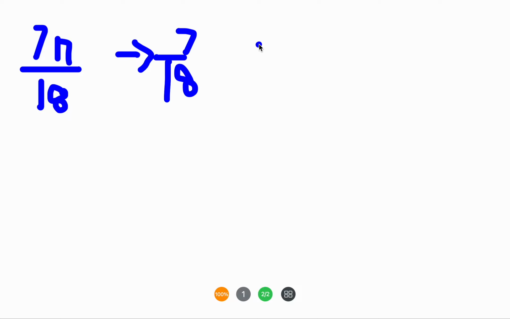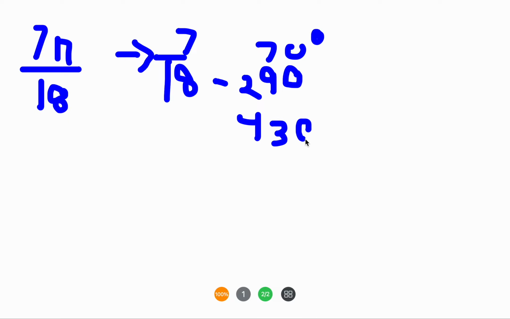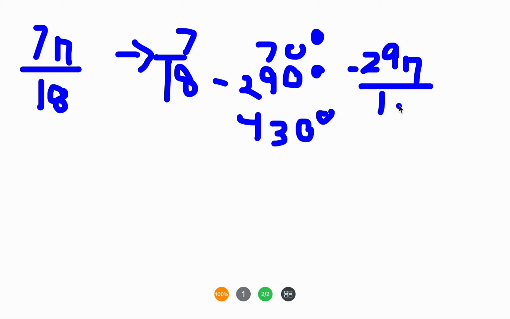We have 70 degrees. To find the negative coterminal, we subtract, well, we know the process. Negative 290 degrees, and the positive is 430. But we have to convert these back into radians. So it's basically over here 29 pi by 18. And over here 43 pi by 18. So these are our answers.